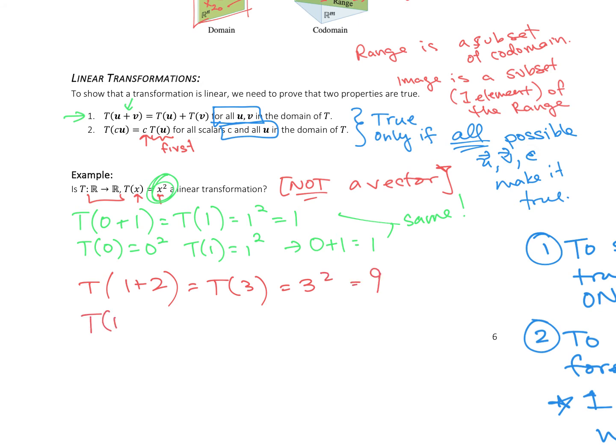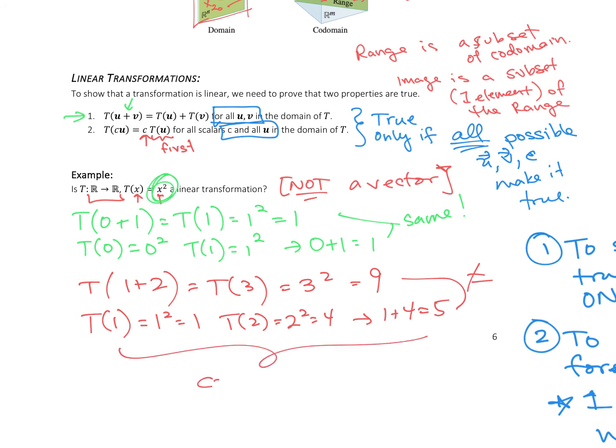But if I go back and do these individually, the transformation on 1 is 1 squared, which is 1. Transformation on 2 is 2 squared, which is 4. If I add those together, 1 plus 4 is 5, which is not equal to 9. So therefore, I have a counterexample. I only need that one counterexample to say that this is not a linear transformation. Oh, goodness. Spelling is hard, guys.